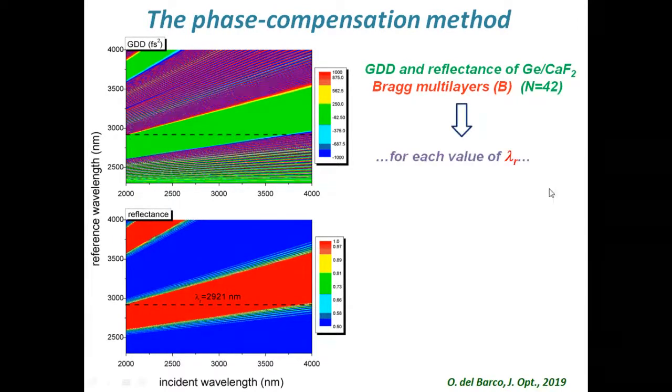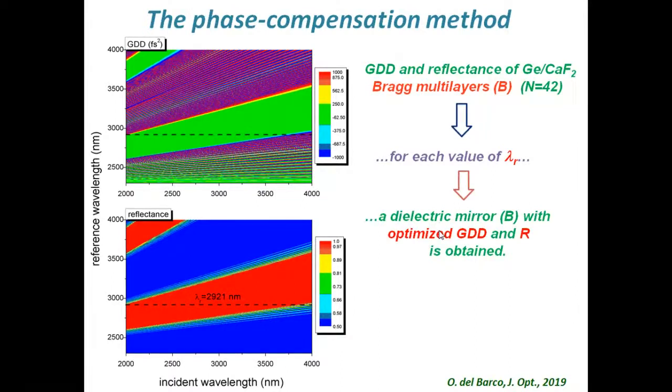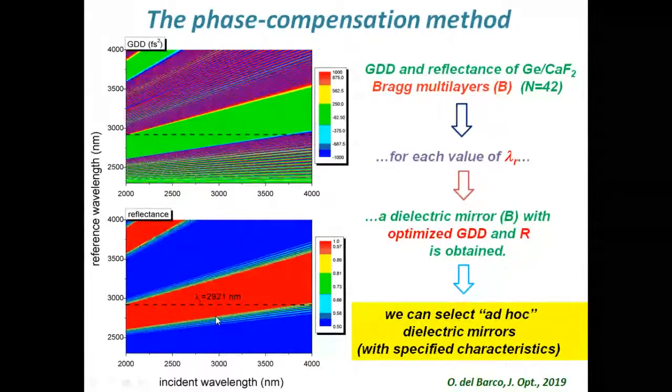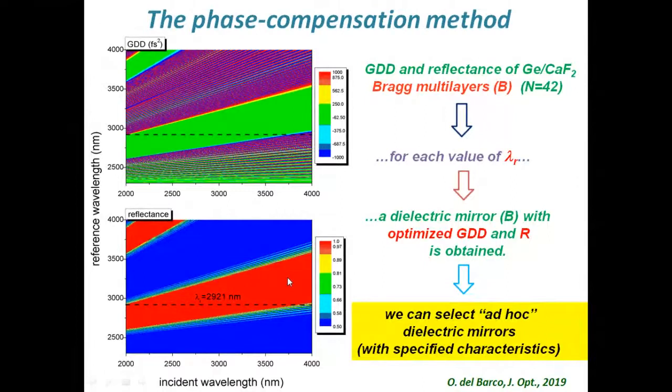So for each value of this lambda R, we obtain an optimized GDD and reflectance. So we can select ad hoc multilayers. Just by changing this lambda R, for this you have another one, we can obtain ad hoc multilayers, just changing this parameter. If you are interested in launching a pulse centered at this wavelength, we can choose this lambda R and generate an ad hoc dielectric multilayer.